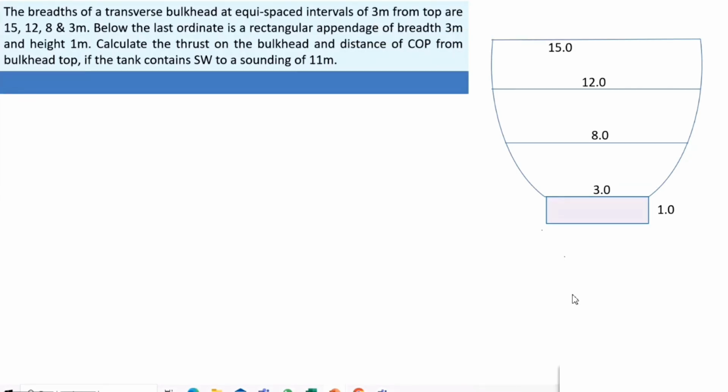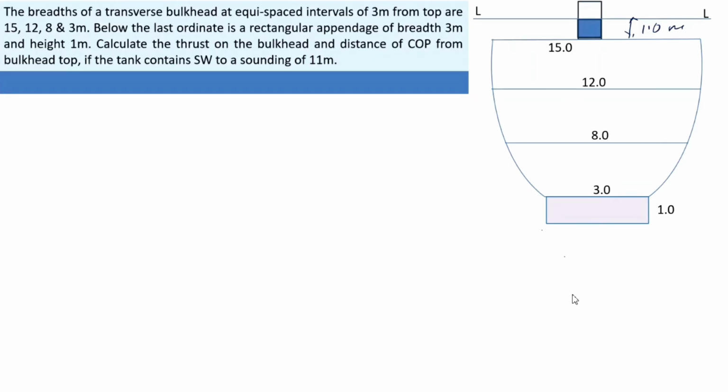So you'll have to deal with 2 areas, A1 and A2. Their moments can be added. Their moment of inertia can be added. The tank contains seawater to a sounding of 11 meters. H is 3 meters. So is there a head, guys? Just see. Is there a head of water? How much? Very good. 1 meter is the head of the water. So this head is 1 meter. I have not marked on the scales, so I'm marking in hand. Is the diagram clear, beta? Yes, sir.